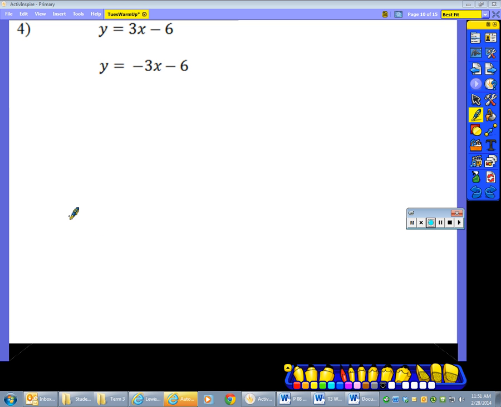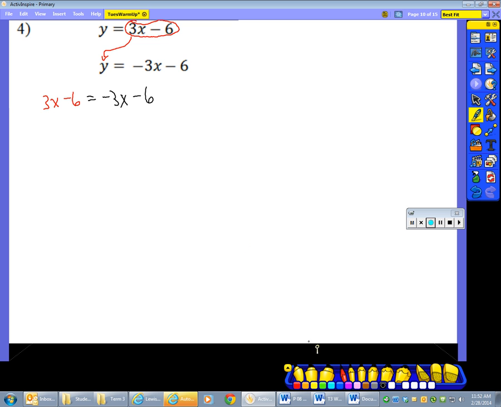Okay, number 4. Looks like we're not going to have any kind of terrible fractions on this one. So let's stick with my color coding stuff. Alright, so we got 3x minus 6. That's what y equals, so I'm allowed to sub that in for y. So whenever I create this big equation, it's going to be 3x minus 6 equals negative 3x minus 6.